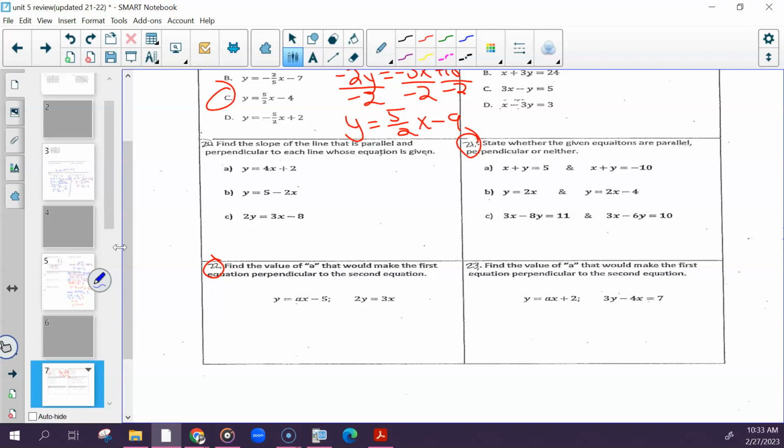Number 21 asks us to determine, are these parallel, perpendicular, or neither? So we have to solve them if they're not in slope-intercept form. So let's do that for A. Get rid of your x on both by subtracting it to the other side. So we have y equals negative x plus 5 and y equals negative x minus 10.